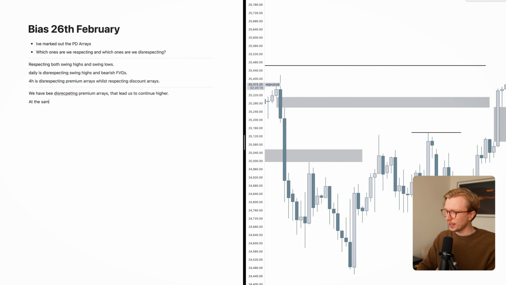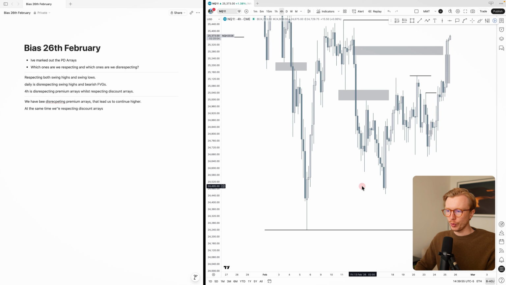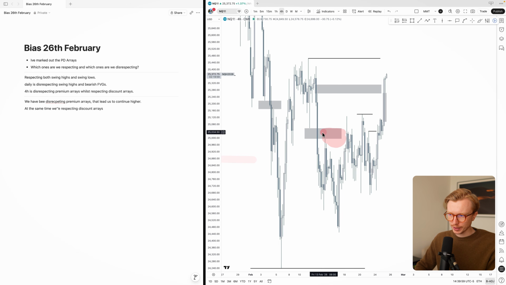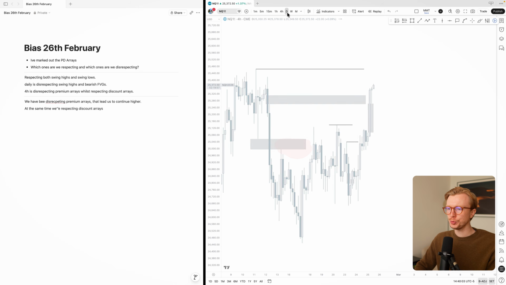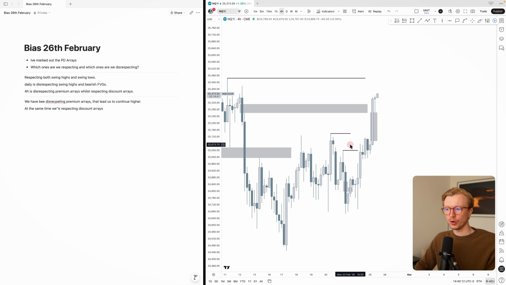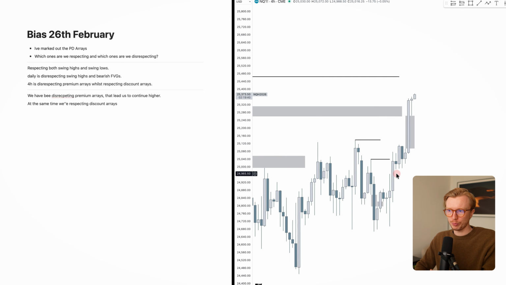At the same time, we are respecting, sorry for my spelling errors, discount arrays right there. That's what we see right here, for example. And we keep trading above these swing highs. So where are we coming from? Well, we are coming from respecting discount arrays right there, whilst we are disrespecting those premium arrays, which we can also see on the daily time frame right here very clearly. So based on everything that we have gone over so far, if we are respecting discount arrays and disrespecting premium arrays, then the next step of what I expect is, well, price to continue higher.